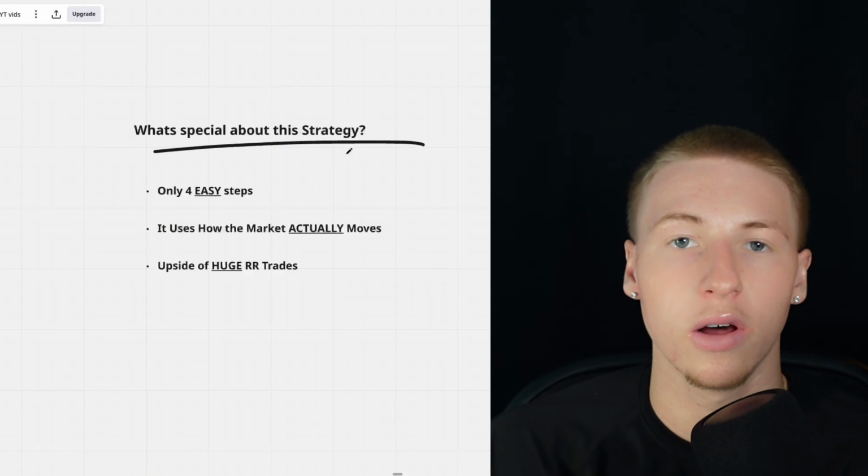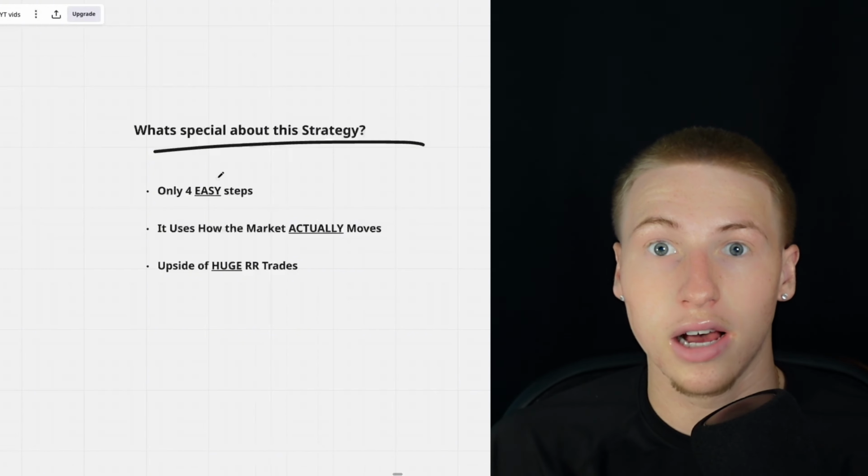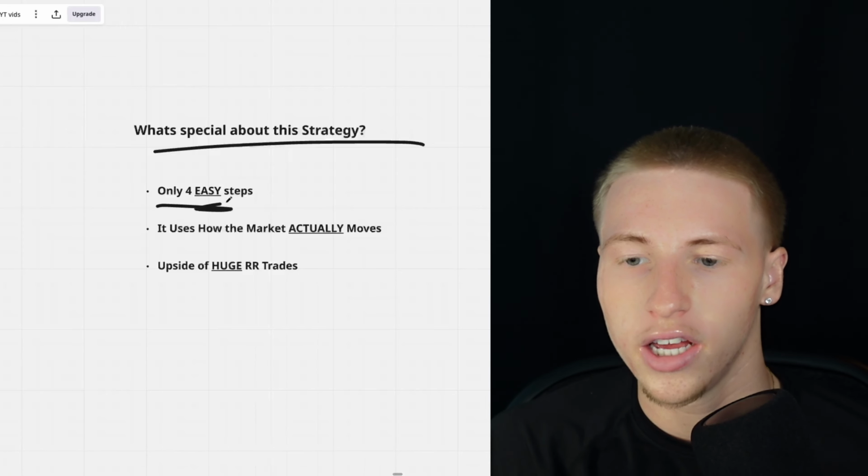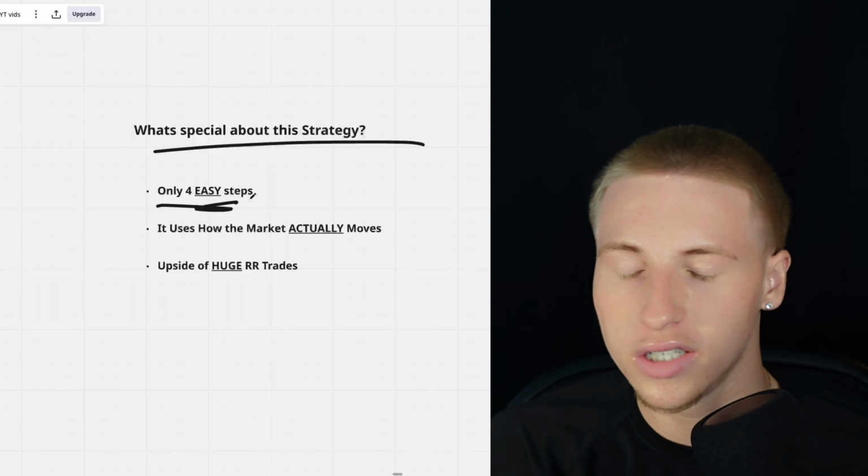I'm going to show you guys exactly what this strategy entails and how it is so effective with on-chart examples. First, what is so special about this strategy? Why does this strategy allow us to get unlimited payouts? The first thing is it's really only 4 easy steps. So it's a very simple strategy.